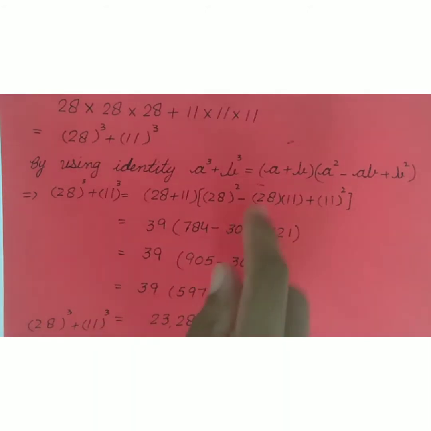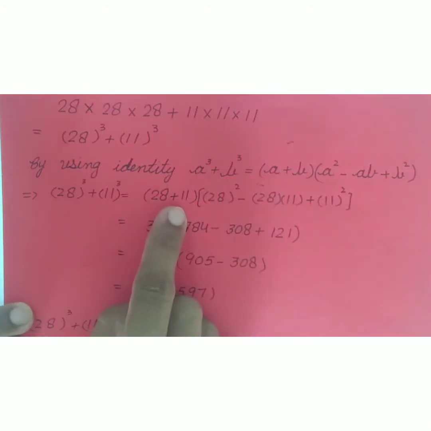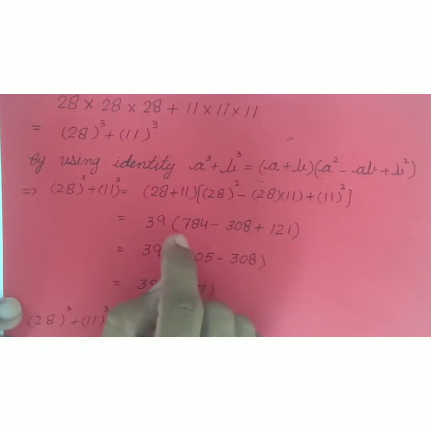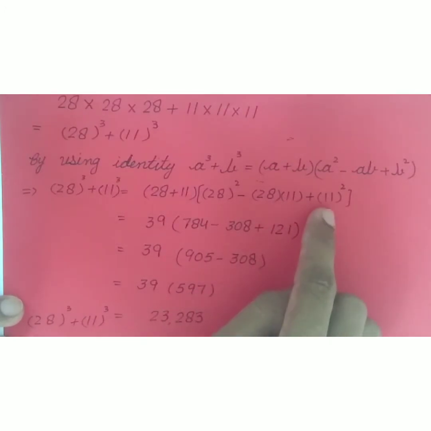So students, first we have a plus b, so 28 plus 11. Next we have a square, 28 square, minus ab, 28 multiplied by 11, plus b square, 11 square. Now students, solve it. 28 plus 11 is 39. 28 multiplied by 28 is 784. And 28 multiplied by 11 is 308. And 11 multiplied by 11 is 121.